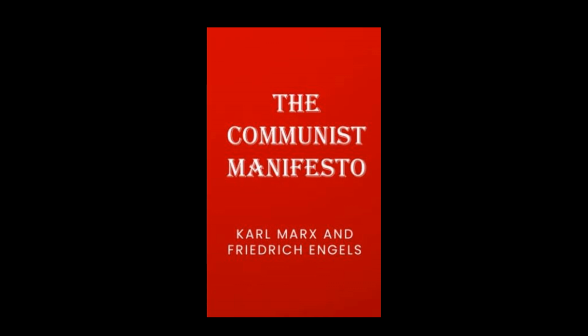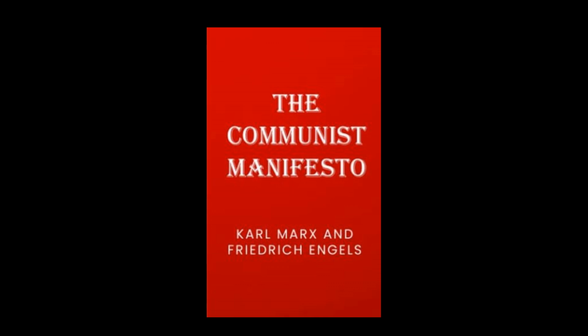The authors argue that the bourgeoisie has developed industry and commerce to such a degree that it has created a global market for goods. However, this has also led to the exploitation of the working class, who are paid less than the value they produce. Marx and Engels argue that the bourgeoisie's insatiable appetite for profit has led to the creation of a vast and growing reserve army of the unemployed. The authors argue that the proletariat will eventually become conscious of its collective interests and rise up against the bourgeoisie.